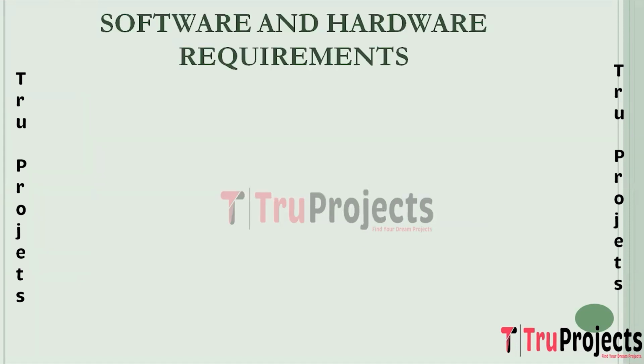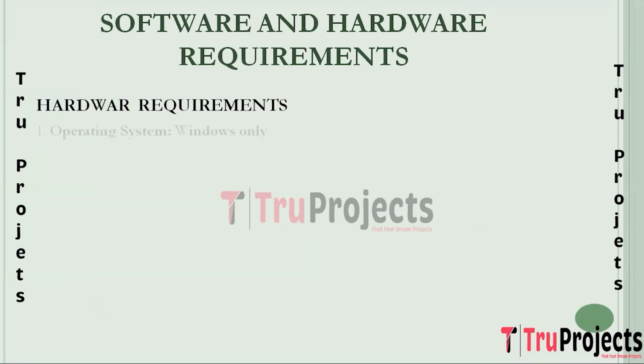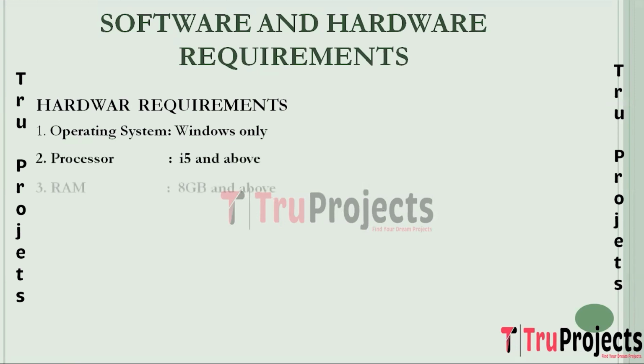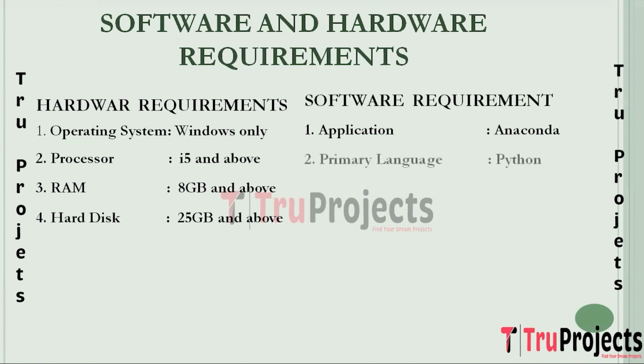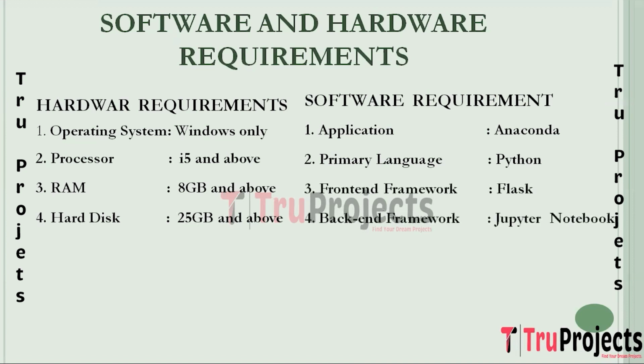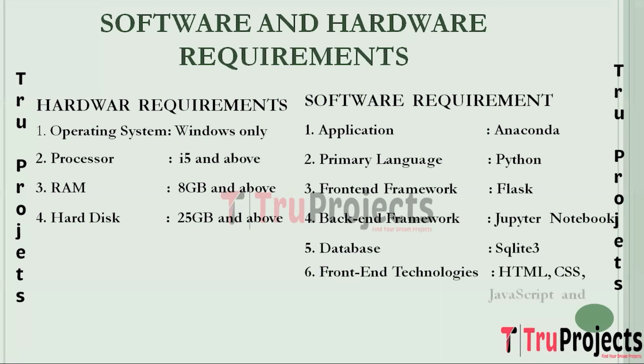To implement this project, we need software and hardware requirements. Coming to hardware requirements, we need operating system of Windows, processor of i5 and above, RAM of 8 GB and above, hard disk of 25 GB and above. Coming to software requirements, we need application of Anaconda, primary language of Python, front-end framework of Flask, back-end framework of Jupyter Notebook, database of SQLite 3, front-end technologies of HTML, CSS, JavaScript, and Bootstrap 4.